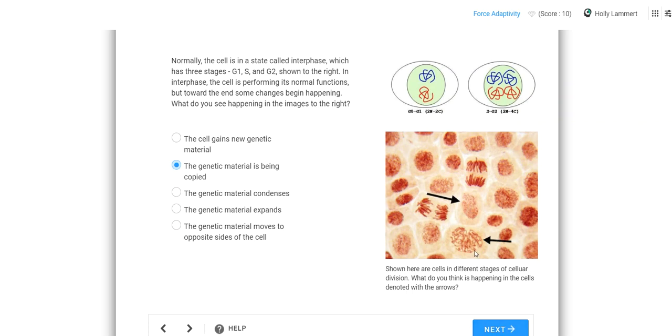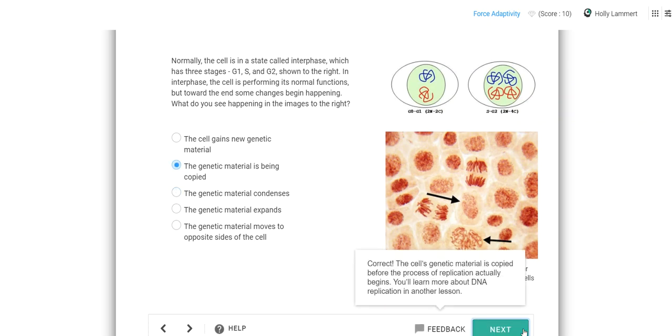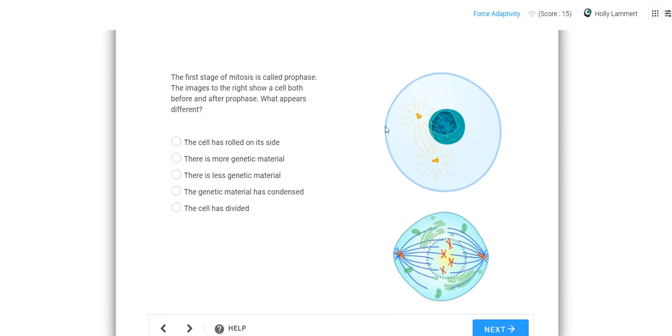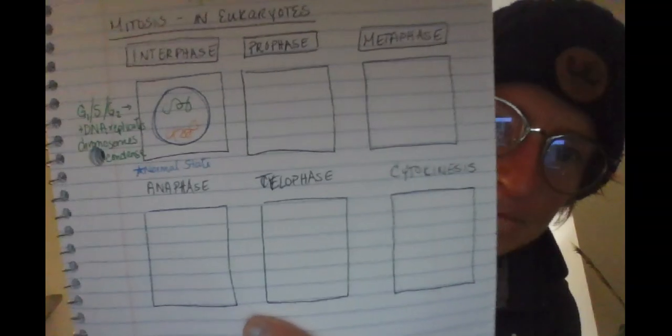And let's take a look at this. Yeah, what do you think is happening in the arrows? So here is a cell in interphase, and here's another cell in interphase, but starting to leave interphase, so during G2, the genetic material is starting to condense. I think that answer probably would be right too. Okay. All right, so that was interphase. I'm gonna pause and take some notes there.